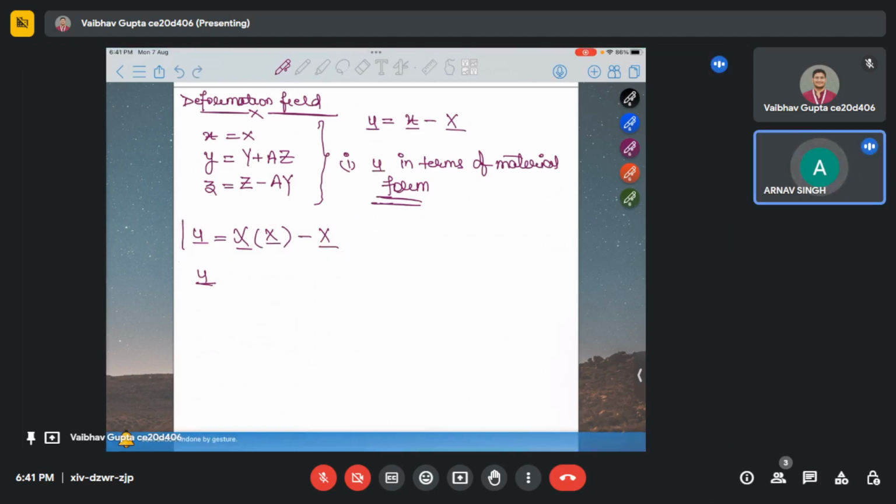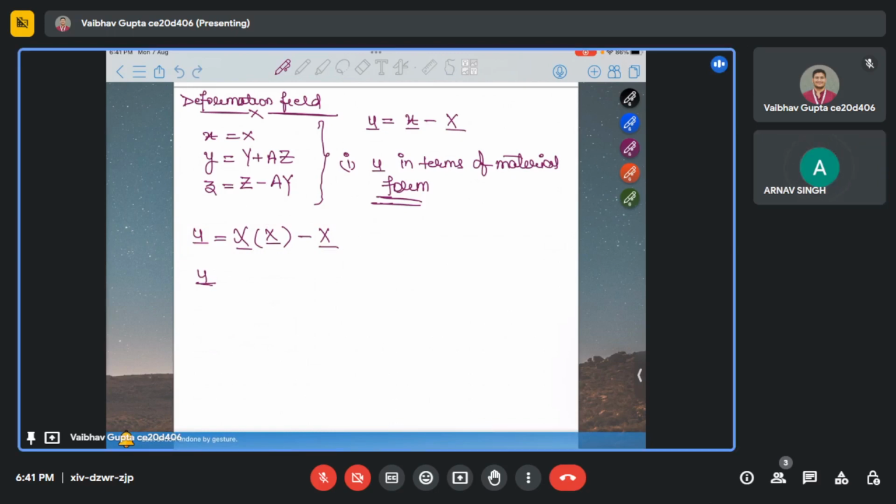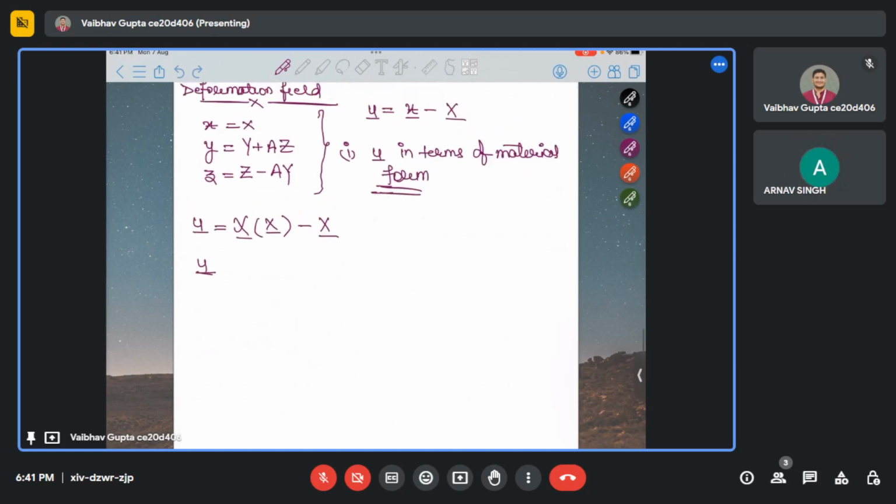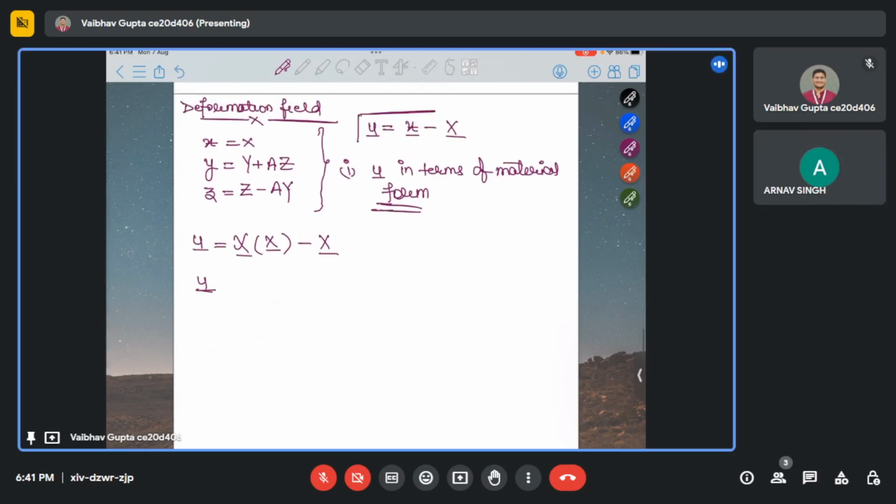First X is a notation. In the bracket is a capital X. Got it? Yes, sir. If I am putting a dash mark in between the X, it's a small x. Okay, sir.